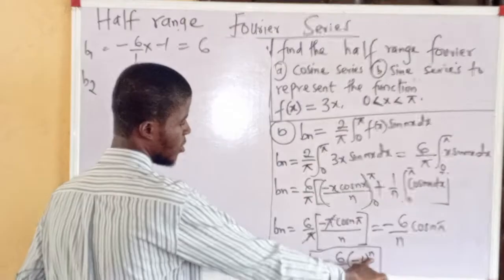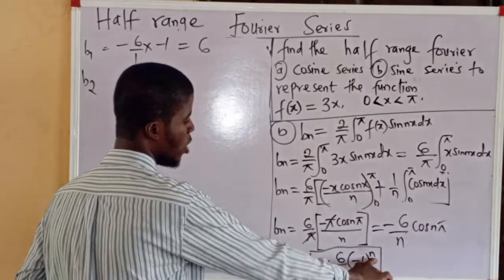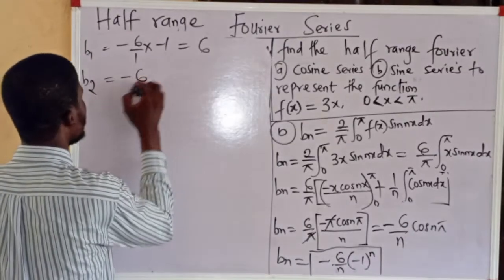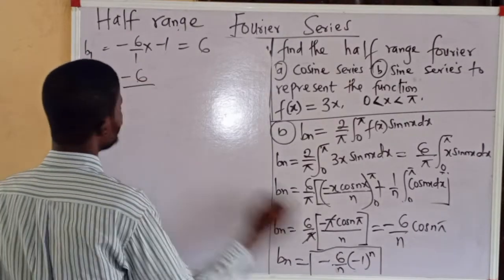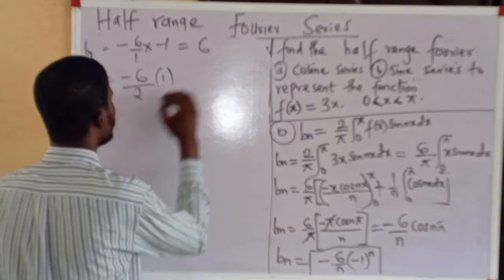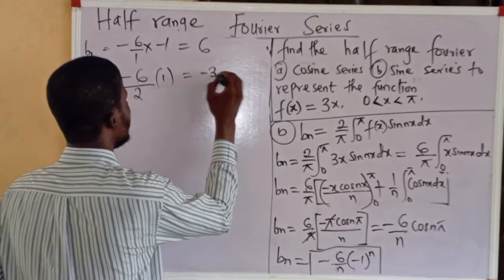What will be b2? Plug in 2 here. That will be minus 1 squared, which is 1. Alright? So we have minus 6 all over 2 into 1. Alright? Which is equal to what? Minus 3.